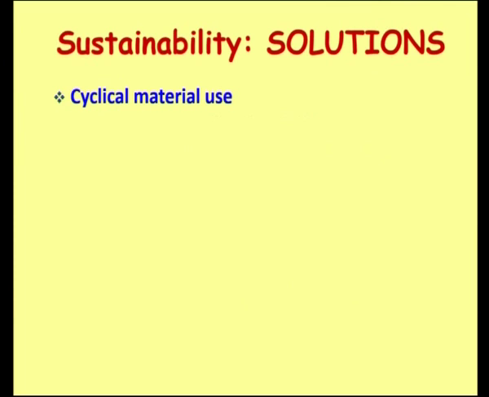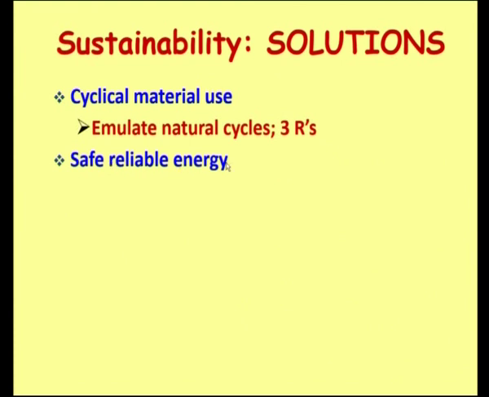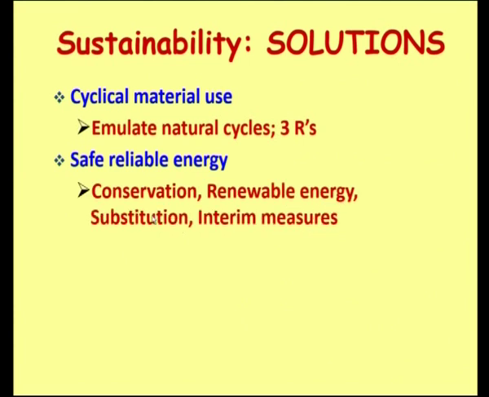And now, what are the solutions? And these are some possible solutions. The cyclical material use, that means we have to recycle, they emulate the natural cycle, the 3 R's, and the safe reliable energy, that means we have to use the proper reliable sources, the conservation, renewable energy, substitution and the interim measures. So, these are the areas we have to discuss about, and the life based interest.